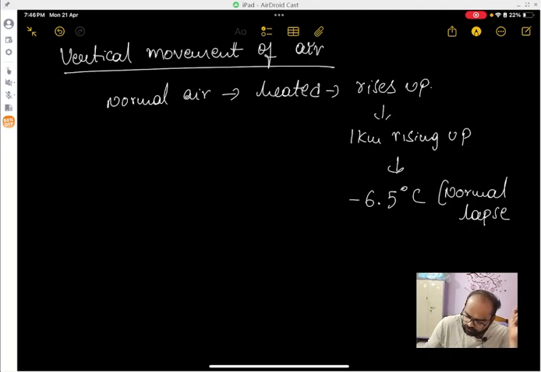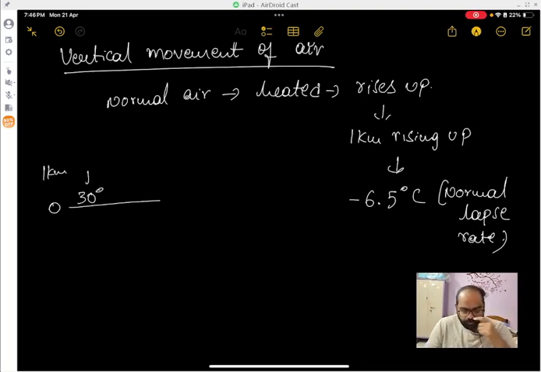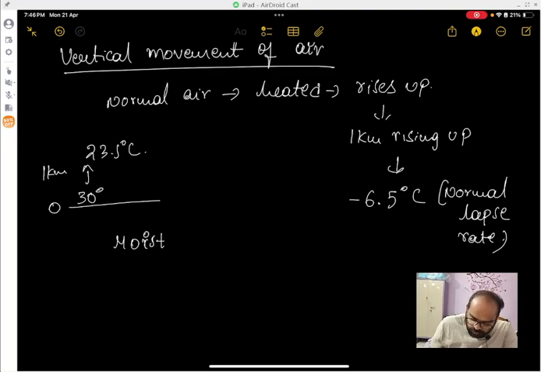That means if at ground the temperature of air is, let's say, 30 degrees, as it moves 1 kilometer higher, its temperature would be 23.5 degrees centigrade. This is called the normal lapse rate, and it is for normal air. For moist air, the lapse rate would be minus 4 degrees centigrade, and for dry air, it is minus 10 degrees centigrade.